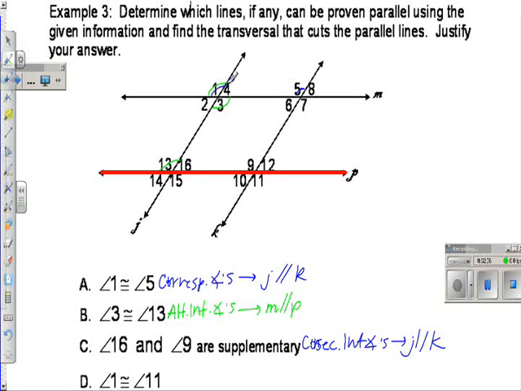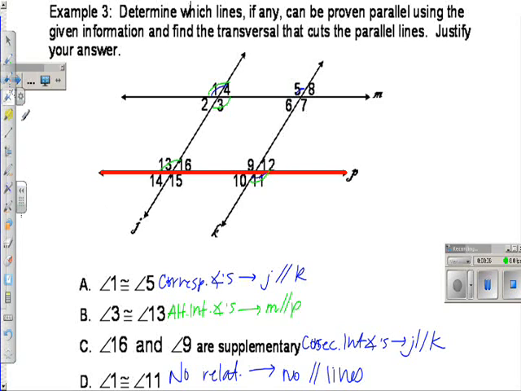Last one, angle 1 is congruent to angle 11. This would tell us that there's no relationship there. Angle 11 is on lines K and P. Angle 1 is on lines J and M, so this one would be no relationship, meaning there are no parallel lines based on that statement.